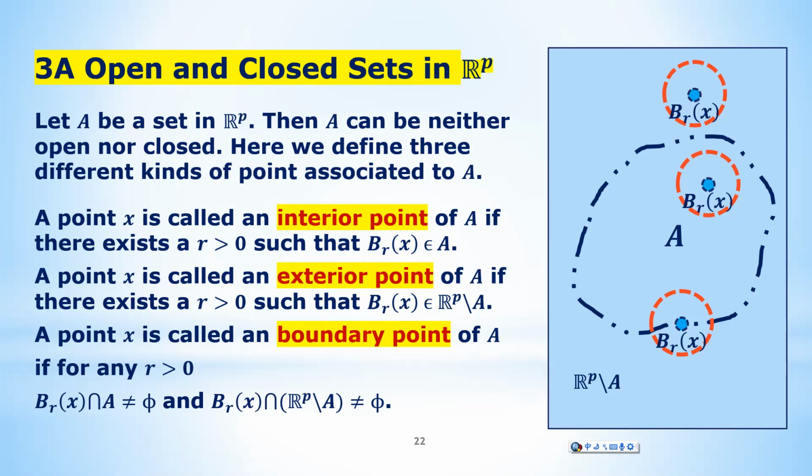If this condition is not true, suppose B_R intersect with A is empty, then you can see this X has to be an exterior point. But it's not exterior, it's a boundary point. The second condition is also important. This means that the ball intersect with the complement is not empty. If the second condition is removed, then this means that the point has to be an interior point. So you have to have both conditions to characterize a point as a boundary point. Okay, so that's the definition.